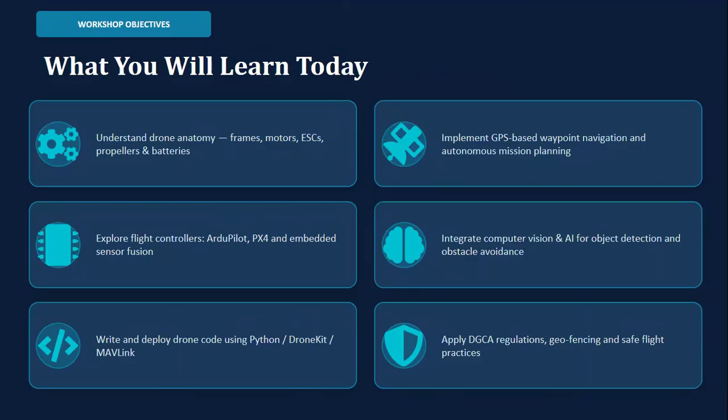So this is our objective for the day 4 workshop. The main objective of today's workshop is to provide a comprehensive understanding of drone technology from both engineering and programming perspectives. You will learn about the drone components, flight controllers, autonomous navigation, mission planning, drone programming using Python, and the integration of artificial intelligence and computer vision systems. By the end of this session, you will have a solid foundation to start developing your own autonomous drone applications.